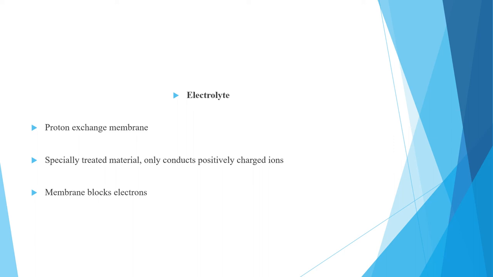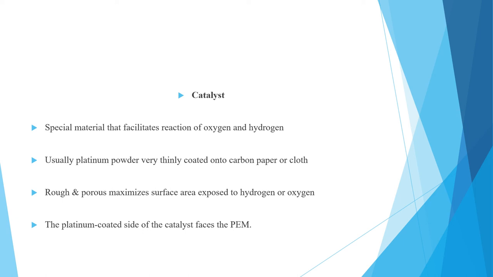Next, the catalyst. It is a special material that facilitates the reaction of oxygen and hydrogen. Usually platinum powder is very thinly coated onto carbon paper or cloth. It is rough and porous, which maximizes the surface area exposed to hydrogen or oxygen. The platinum-coated side of the catalyst faces the PEM, the proton exchange membrane. So this catalyst is used to facilitate the reaction of oxygen and hydrogen.